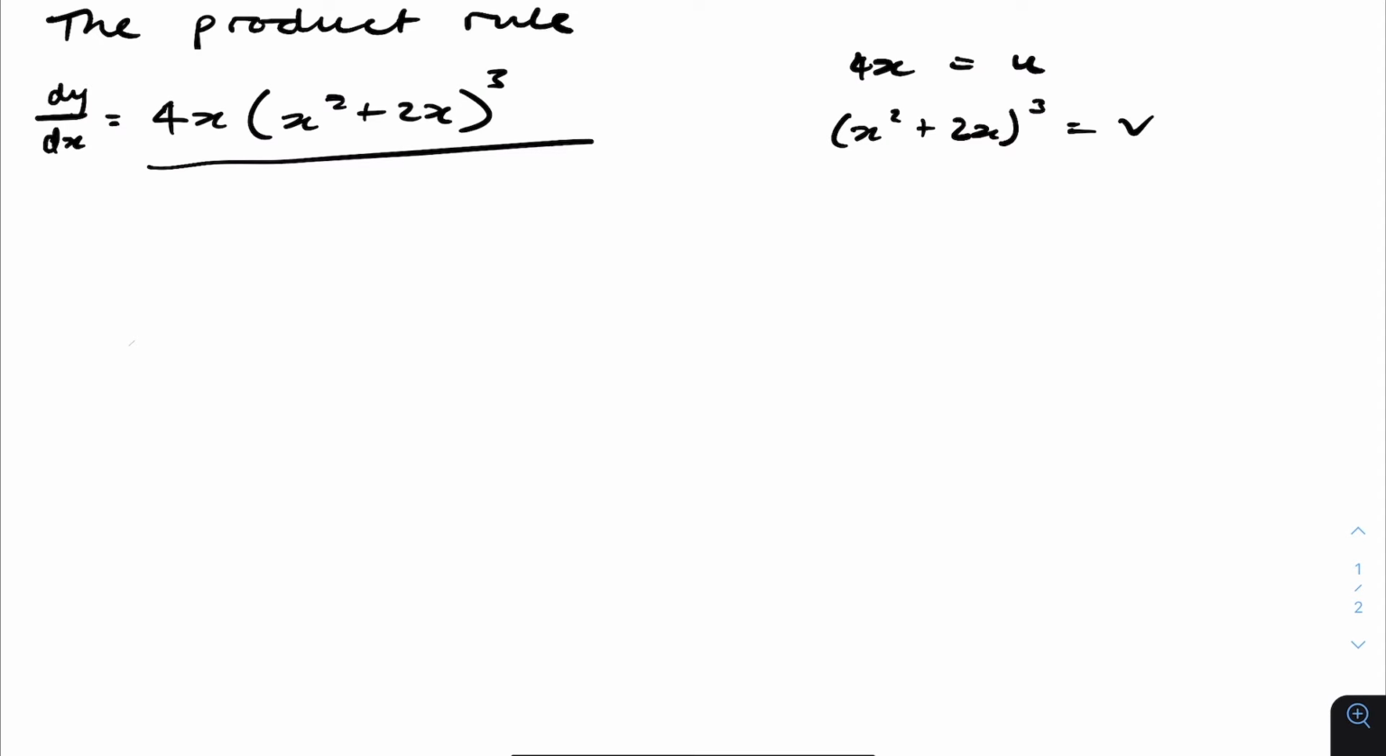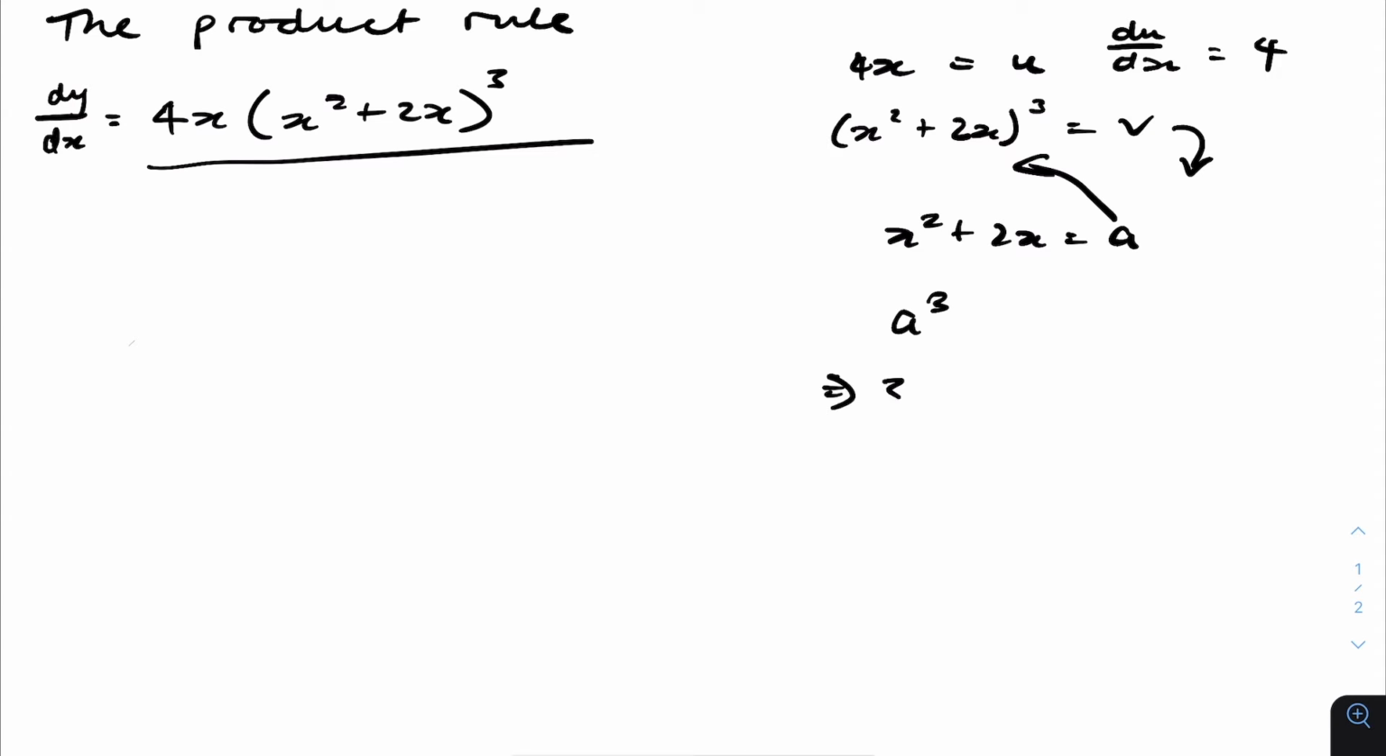Since this is represented by v, we need to find dv over dx. So 4x equals u, and du over dx is very easy to find. That would just be 4. With this, we're going to have to use chain rule. So let's say x squared plus 2x, since that's being raised to the power, let's call that a. So x squared plus 2x equals a. And now let's plug a back in there. So it's a cubed now. Now let's differentiate a to give 3a squared.